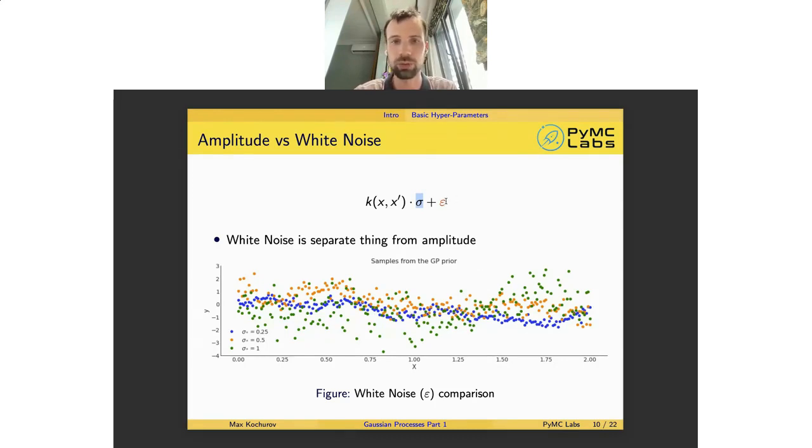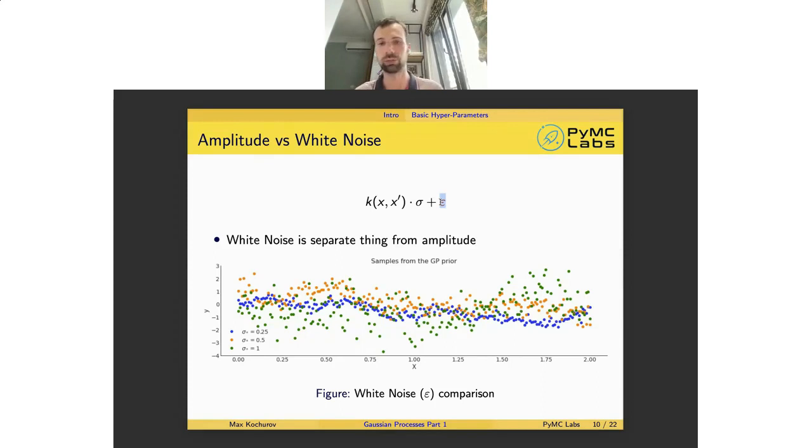If we have huge epsilon, all our observations could be just a matter of huge noise. So usually we want our epsilon to be as small as possible. So, the observational noise.